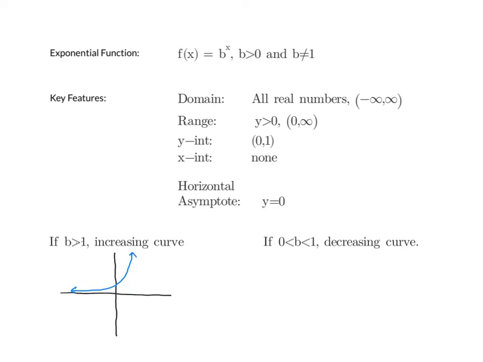The other one that we have is if b is a proper fraction, or if b is between 0 and 1, then we have a decreasing curve. And so our graph will look something like this. And again, this graph gets closer and closer to the x-axis, but never actually touches or crosses it. All right, so let's go ahead and look at some examples now.